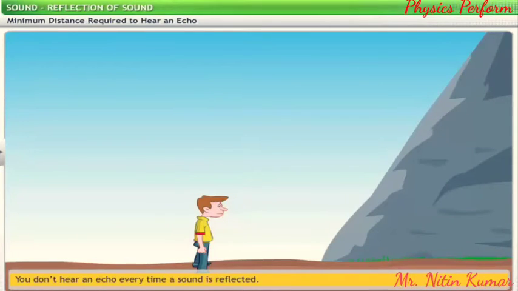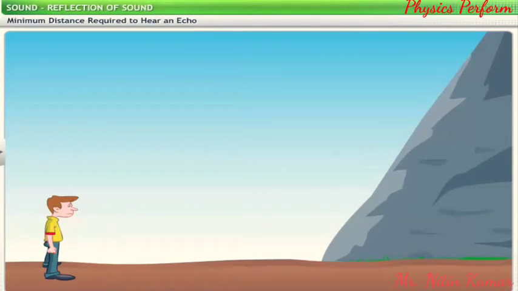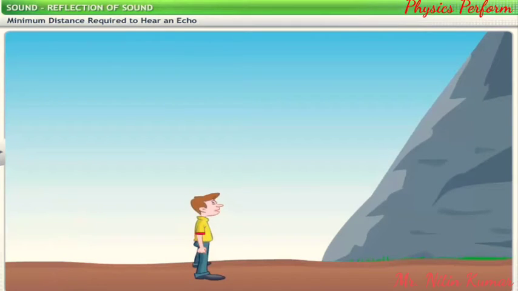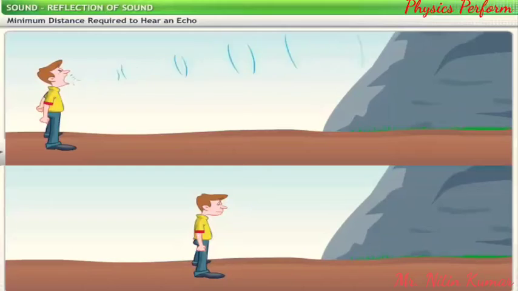You may be wondering why you don't hear an echo for reflection of every sound. To explain this, let's observe a scenario where a man standing in front of a cliff shouts, "Hello." Did you hear that? There was a clear echo. Now, let's see what happens if the man moves closer to the cliff and shouts, "Hello" again. In this case, there was no echo when the man shouted.